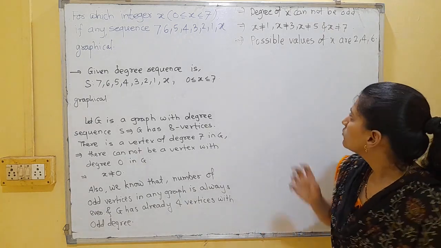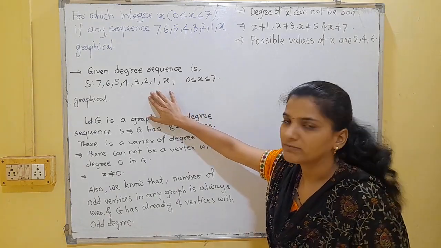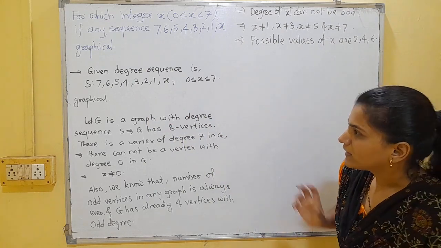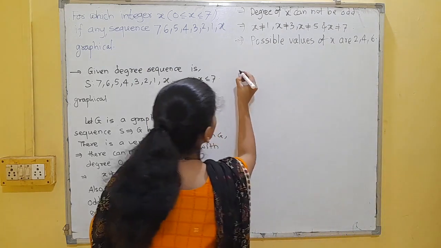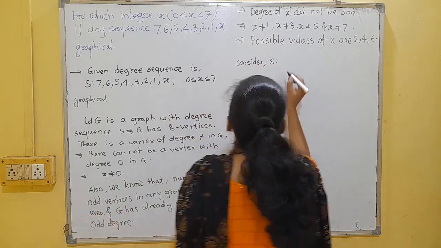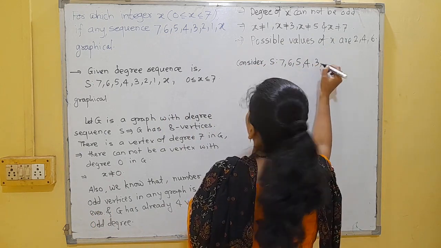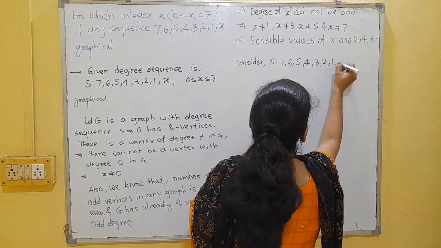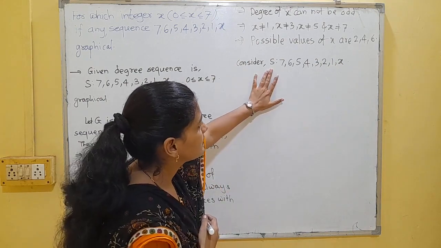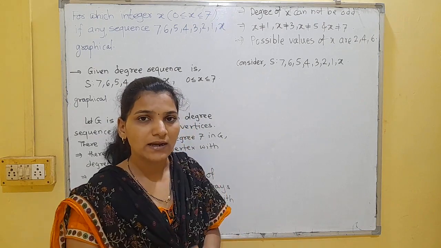So now how do we find the exact value of x? We will draw a graph with this degree sequence and find the value of x. So I am drawing a graph here. Consider S: S is 7, 6, 5, 4, 3, 2, 1, x. We want to draw a graph G with the degree sequence S. So we want to draw a graph on 8 vertices, so I am drawing 8 vertices.